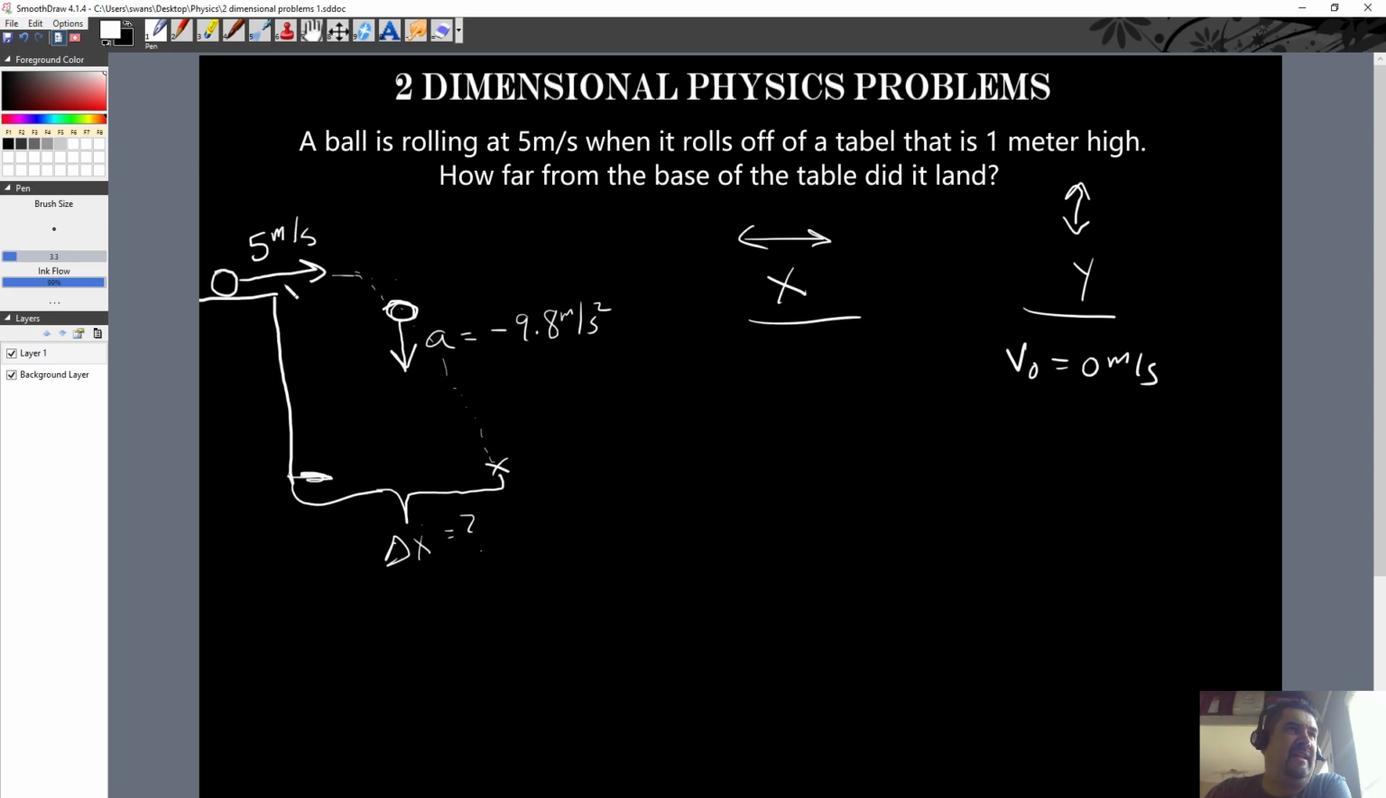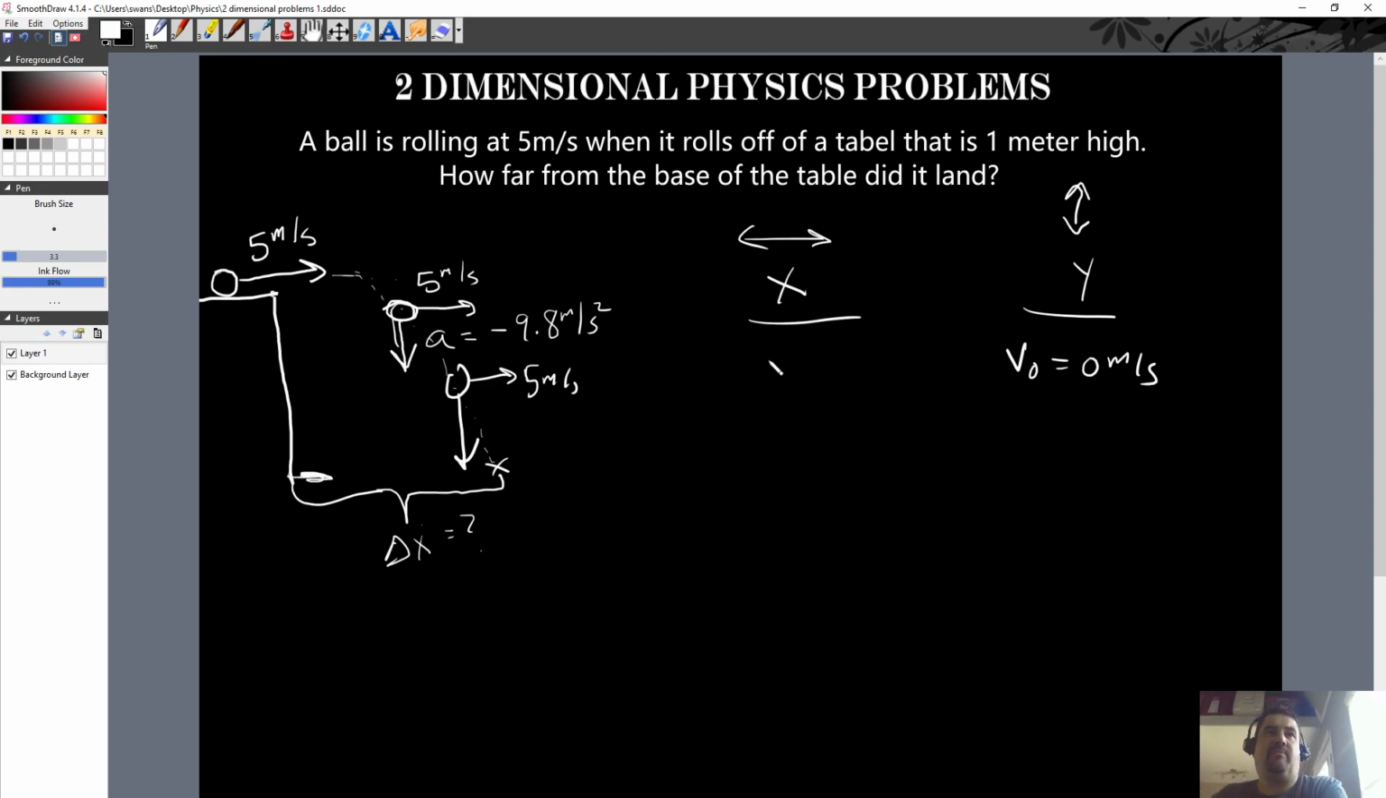So the second it leaves the table and starts to fall off, its y speed is nothing. Then it starts to go faster and faster. I'm putting longer arrows for faster speeds, faster downward. But the whole time the ball is staying at 5 meters per second to the right. Even right here, it's still going 5 meters per second to the right. So what we've got to do is look at both separately.